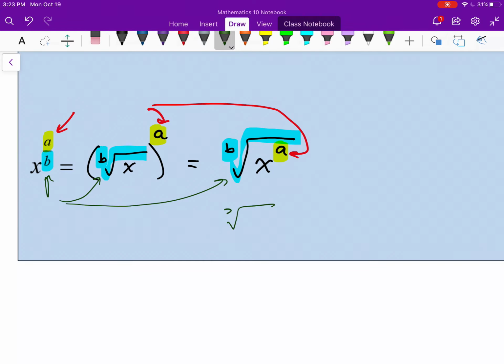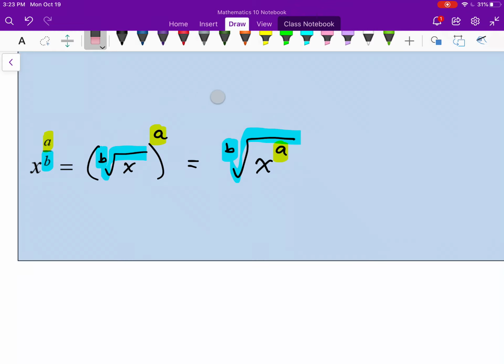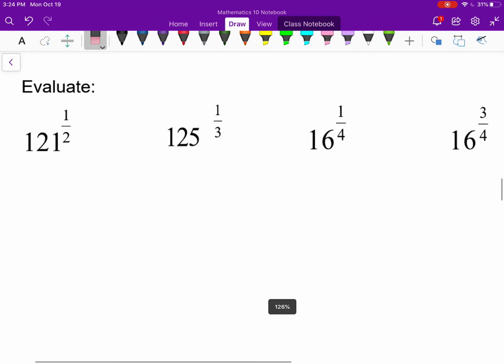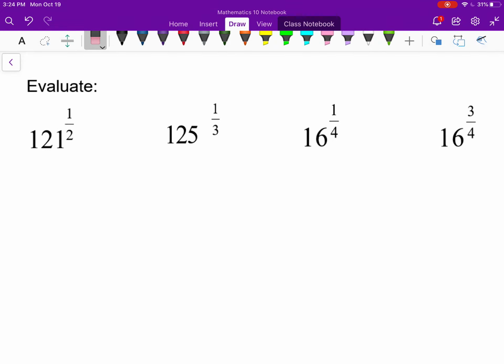A square root has an index of 2. A cube root has an index of 3. A sixth root has an index of 6. But again, I never really care too much about terminology, more so that you actually understand this connection here. Okay, so that said, we can also combine this with anything we've done before. We can work with negatives, and that's where things will especially start to get a bit more challenging. But first, let's evaluate these four without a calculator.